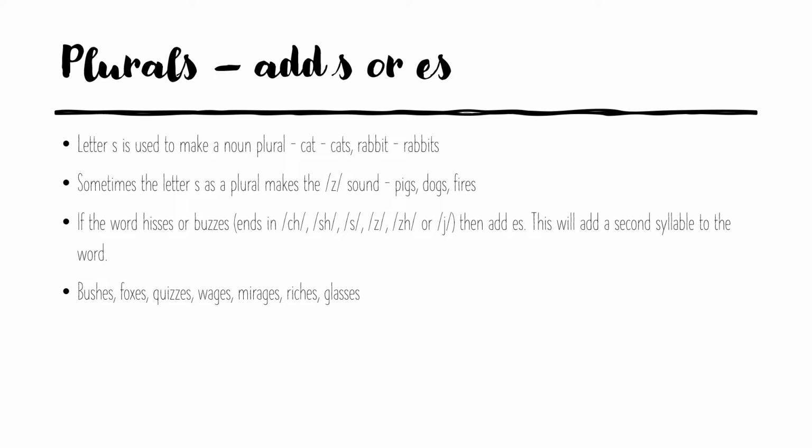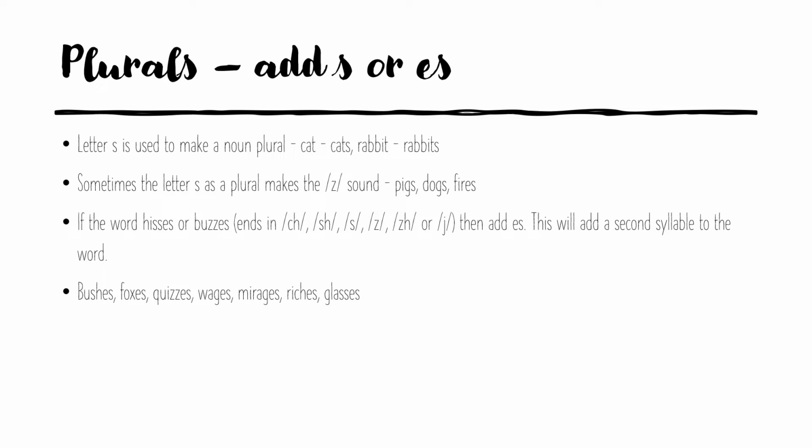Sometimes when we add that S to make the plural sound, like in pigs and dogs, it makes the Z sound, but it's still adding letter S to make the plural. And that never seems to be much of a problem for students. They seem to read pigs and change the S from an S to a Z sound, because that's what they hear in their everyday language.